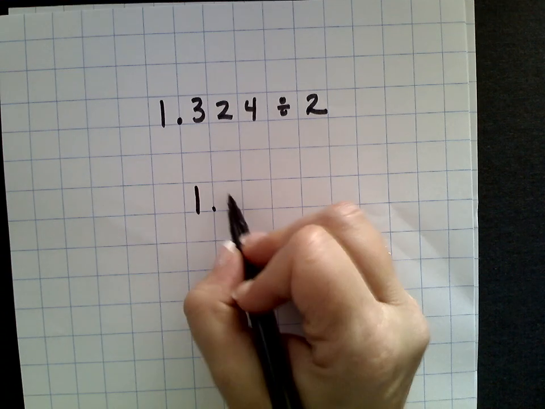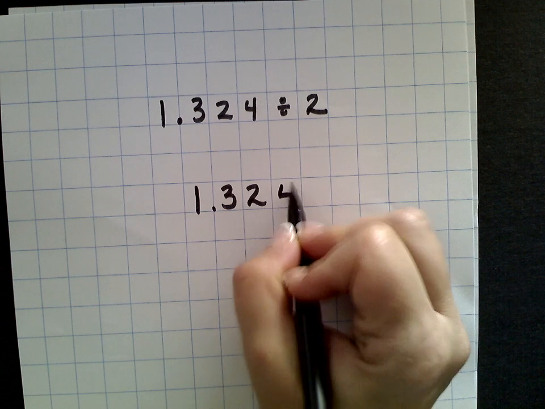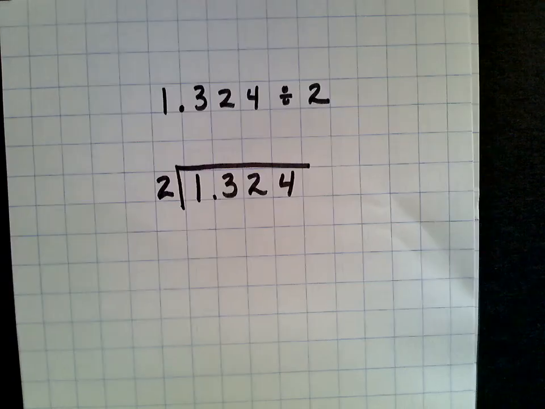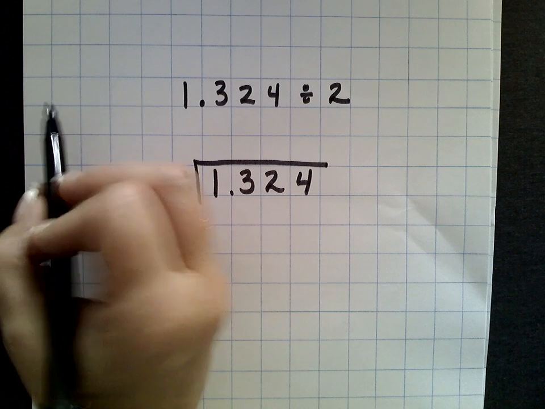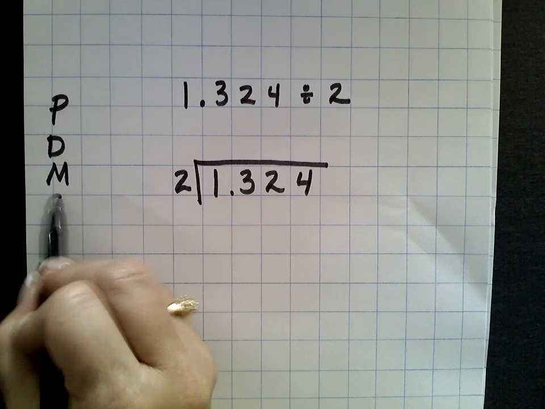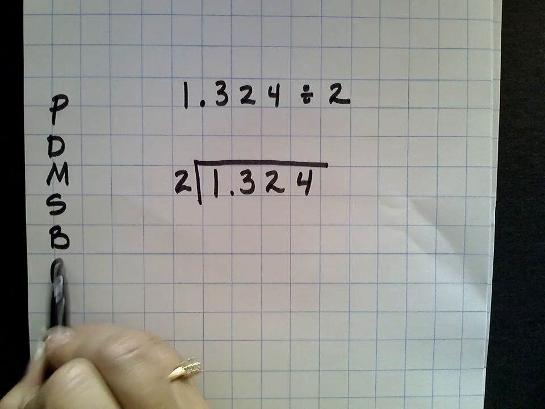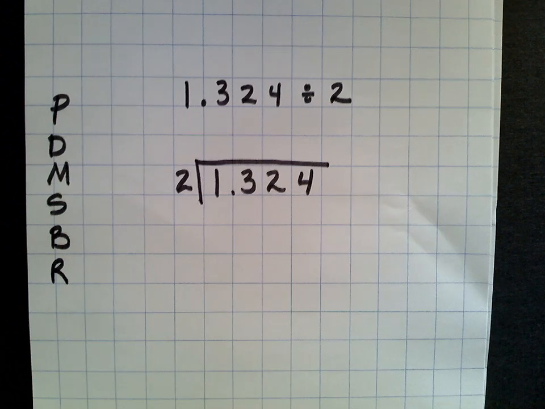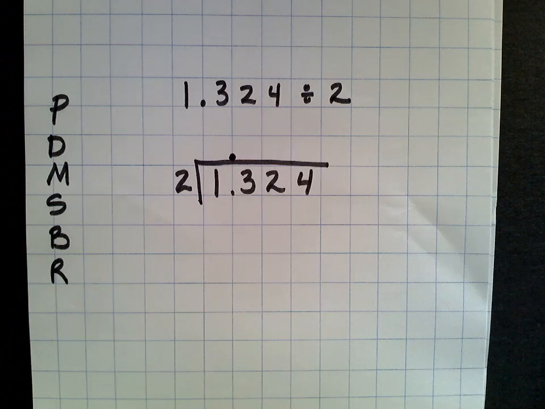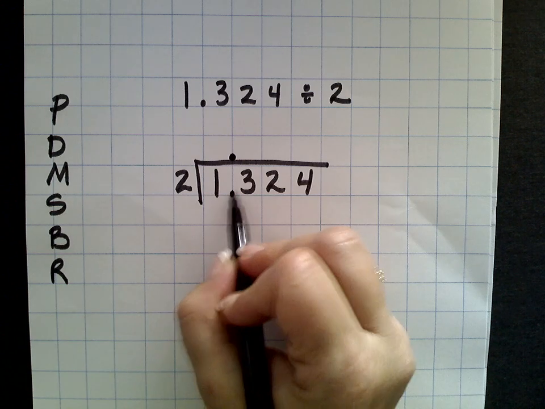So let's write our problem. Notice there's a number in each box on my graph paper. Divisor on the outside. So if we remember from Pop, Dad, Mom, Sister, Brother, and Rover the dog, our first step is to pop up our decimal, and then Pop goes home. We're all done with him. He can rest.